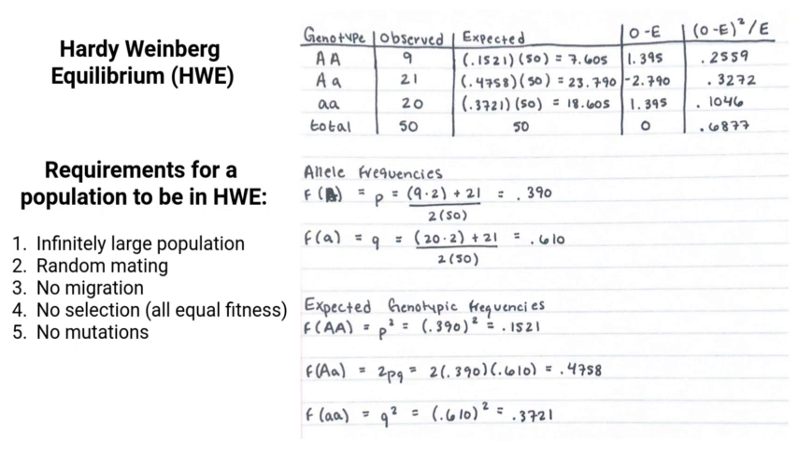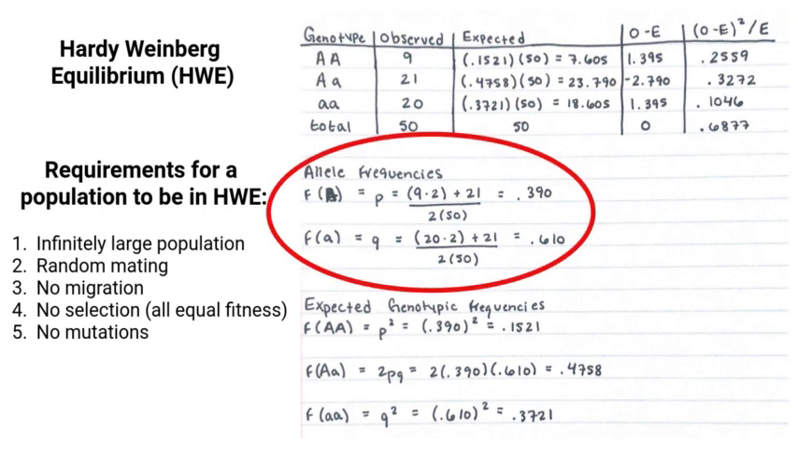First, to find allele frequencies, you take the number of the homozygous genotype you are trying to calculate, multiply that number by 2, and add the number of heterozygous genotypes, and then divide that by the total number of genotypes times 2. The dominant allele is represented by P, while the recessive allele is represented by Q.